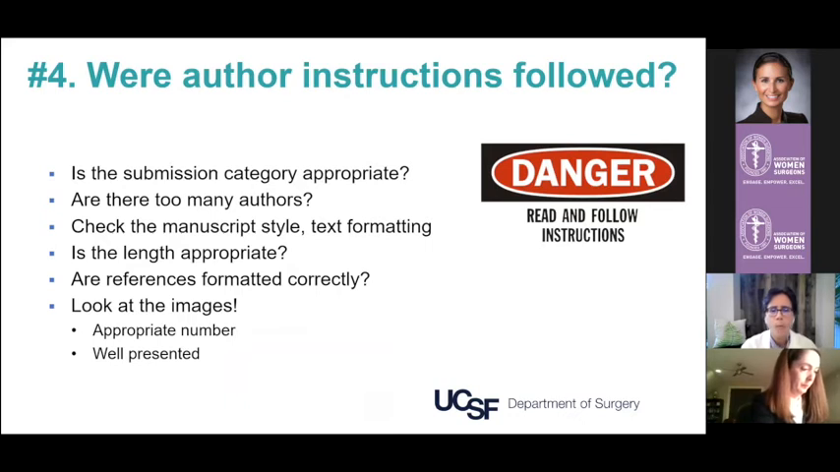Number 4, were the author instructions followed? Now, most journals have managing editors or an editorial office that will already have screened the manuscript for this. And certainly we hope that authors review the instructions for authors prior to submission, but it always baffles me how often these things don't happen. So as a reviewer, think about, is the submission category appropriate? Are there too many authors? Is the manuscript formatted appropriately? Is the length appropriate? Is it too long for the submission type?